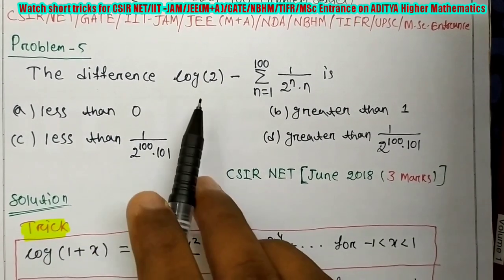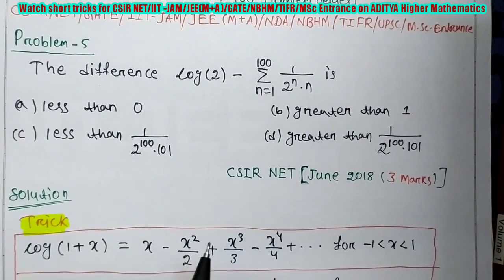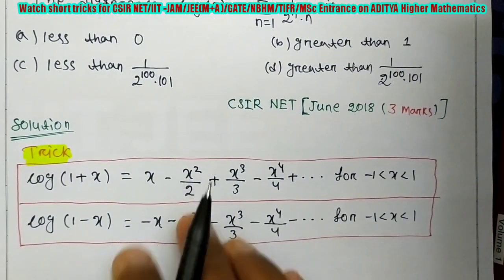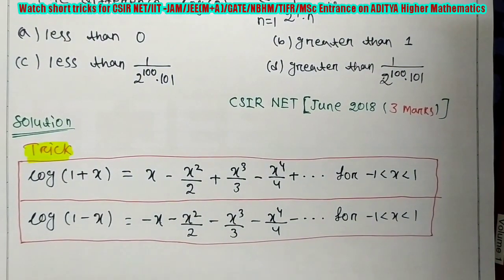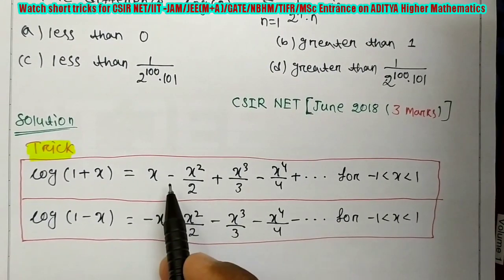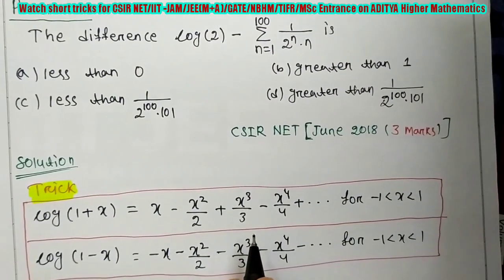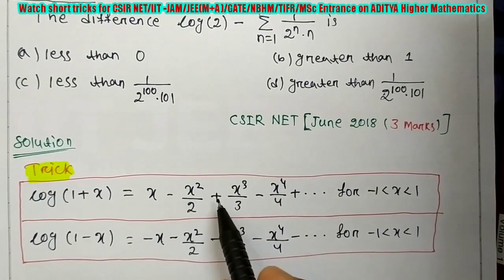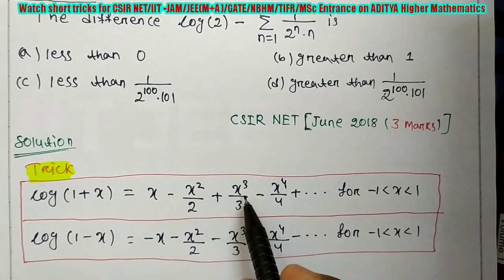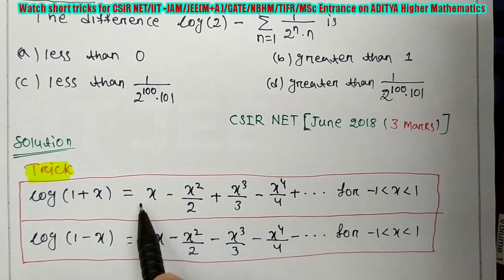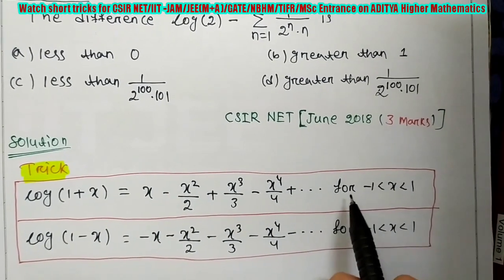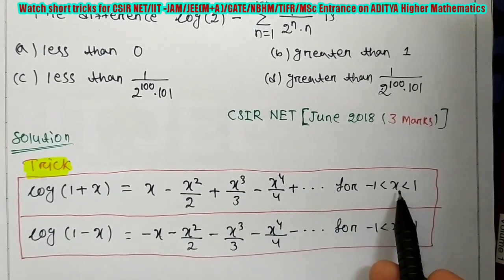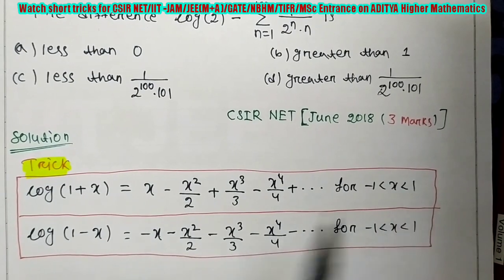Since this question is given as a log with a summation, here we have to use the trick of the log(1 plus x) series. You have to remember this series to solve such types of MCQ questions in any entrance examination. Log(1 plus x) is x minus x square by 2 plus x cube by 3. That means the signs alternate, and this series is valid for x lying between minus 1 and 1.